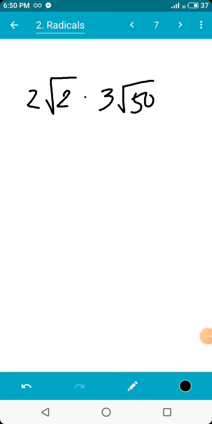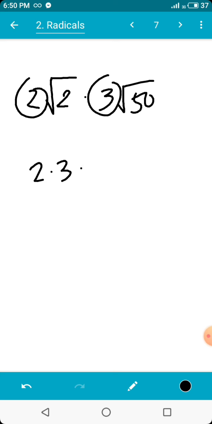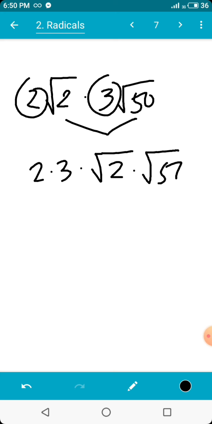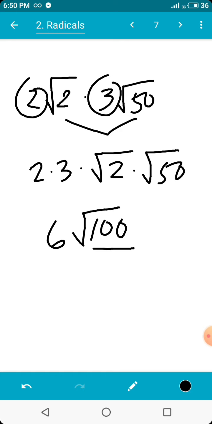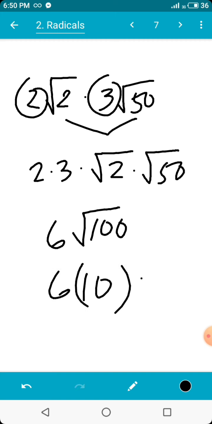Okay, so let's multiply 2 square root of 2 and 3 square root of 50. So, ang gagawin muna natin dito is, i-multiply natin yung nandun sa labas. So, we have here 2 times 3 and then times yung mga radicals naman. So, square root of 2 times square root of 50. Alright? So, 2 times 3, that is 6. And then, 2 times 50, that is square root of 100. Alright? So, to simplify this, we know that 100 is a perfect square and the square root of 100 is 10. And then, i-multiply natin sa 6, so the answer is 60. Okay?